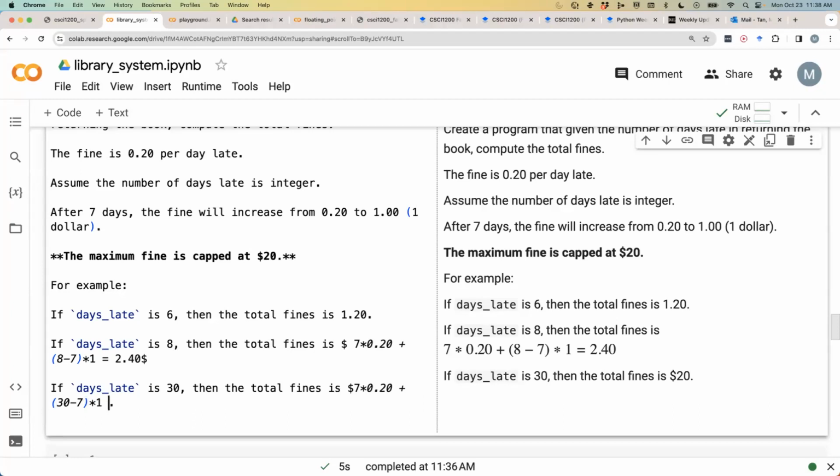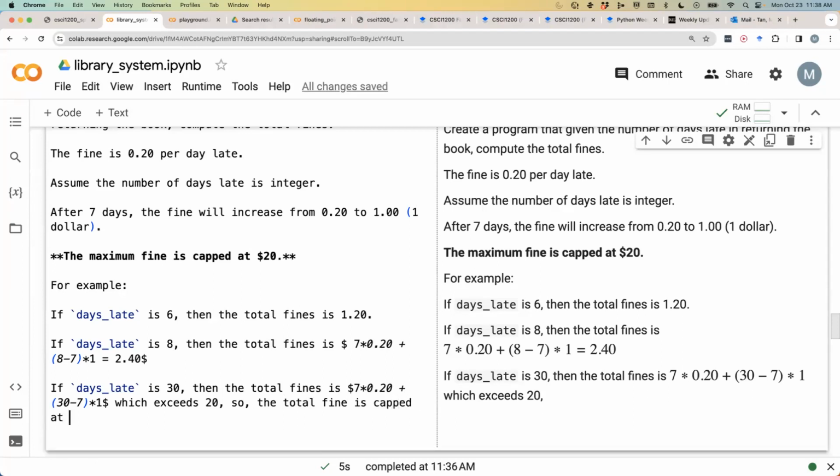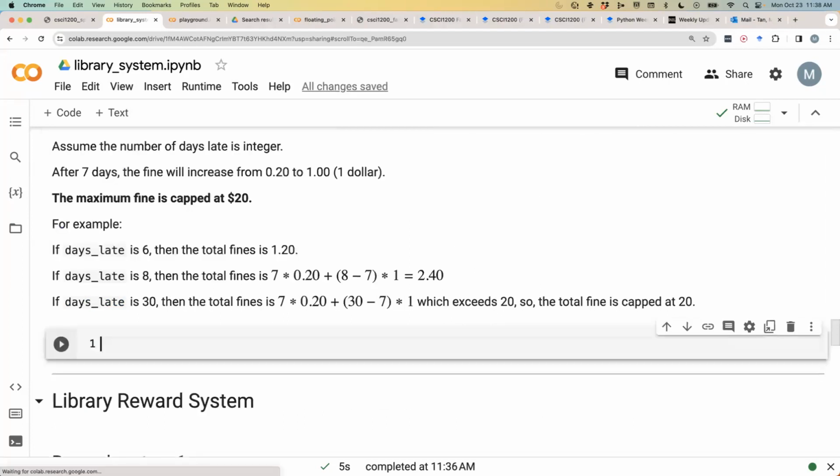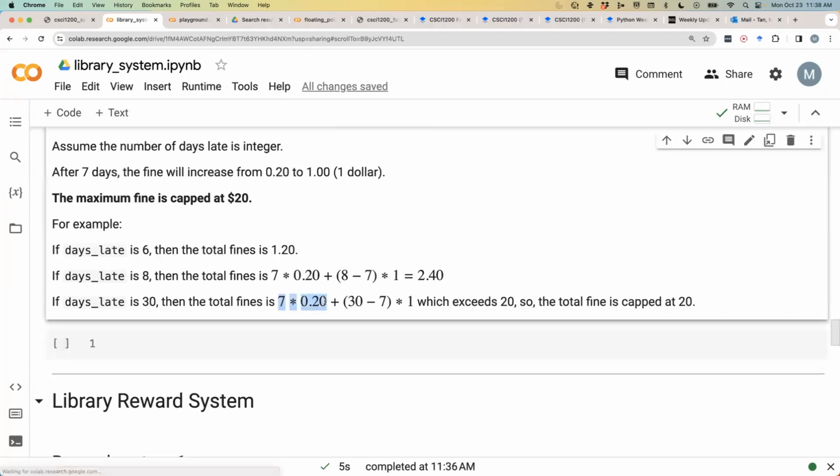But this exceeds 20. So the total fine is kept at 20. This value, 7 times 0.20 plus 30 minus 7 times 1, will exceed $20, and we only apply the maximum cap of $20. So the total fine displayed to the user is actually 20.